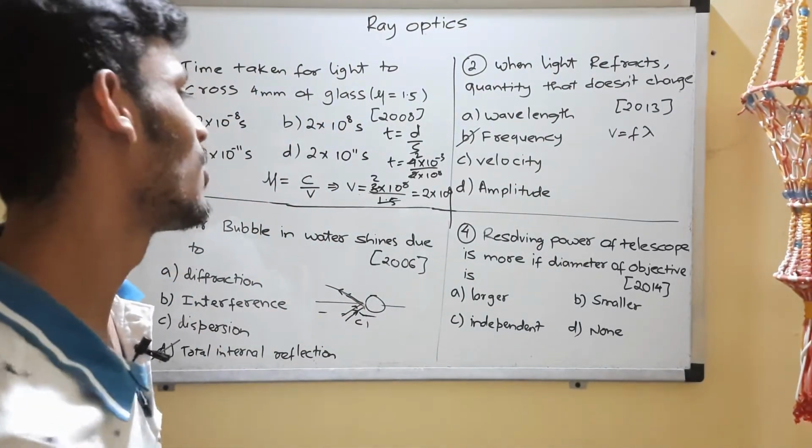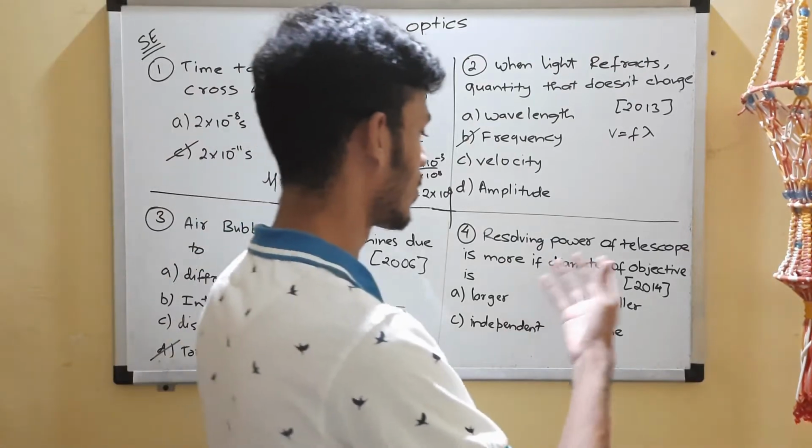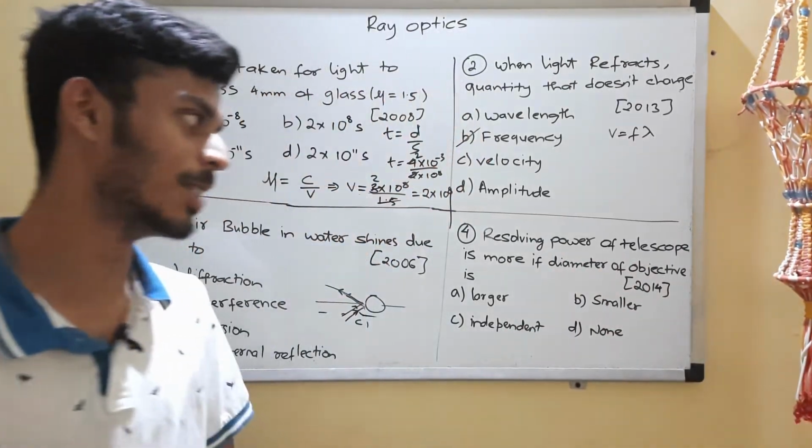So coming to question number 4: resolving power of a telescope is more if the diameter of the objective is.